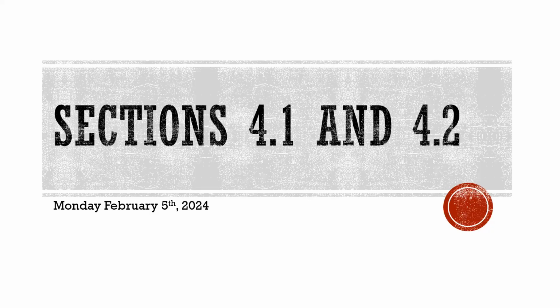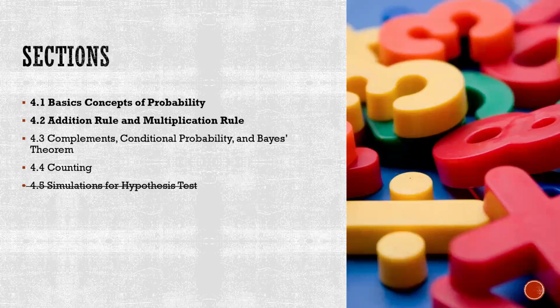Today we're going to get to sections 4.1 and we'll see how much of 4.2. This whole chapter is on probability, and we're going to be looking at the basic concepts and the addition and multiplication rule. There are 5 sections. The last section we will not be doing, so that's why it's crossed off here. This third section we will do, but we will not do the part about Bayes' theorem.